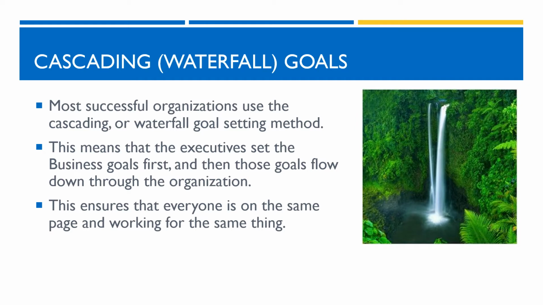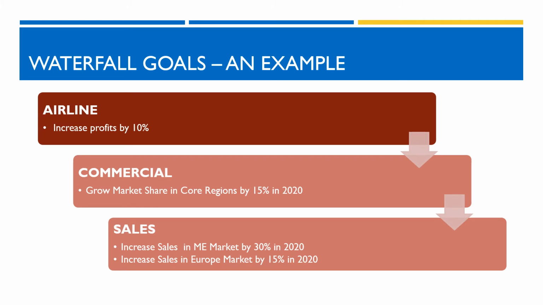Most successful organizations use the cascading, or waterfall goal-setting method. This means that the executives set the business goals first, and then those goals flow down through the organization. This ensures that everyone is on the same page and working for the same thing. This chart provides an illustration of a waterfall cascade of objectives from the business, an airline, to the sales team. We can see that the airline has a target of growing sales by 10%. To help achieve this objective, the commercial division plans to grow market share in core regions by 15%. The sales team then has set targets to increase sales in specific regions by between 15% and 30% in 2020. Does this sort of cascade happen in your organization? Are you given the goals of the business before you draw up your own team plan?